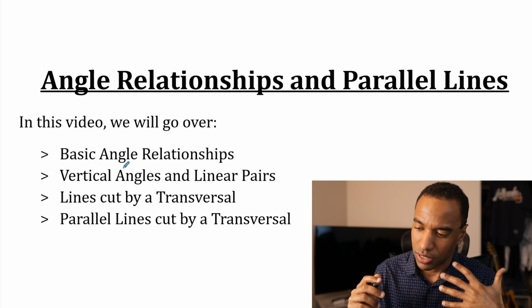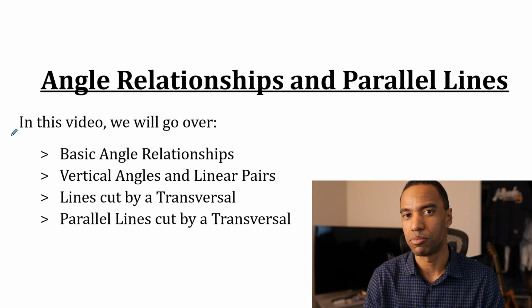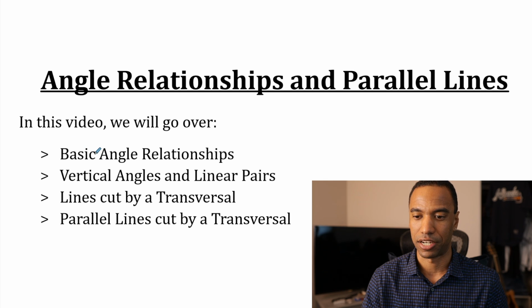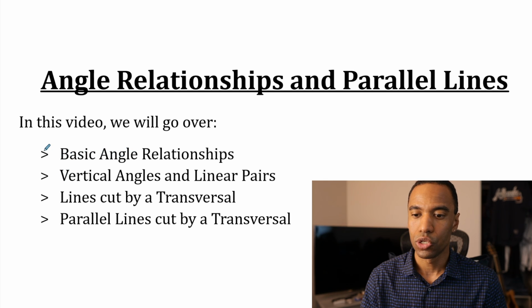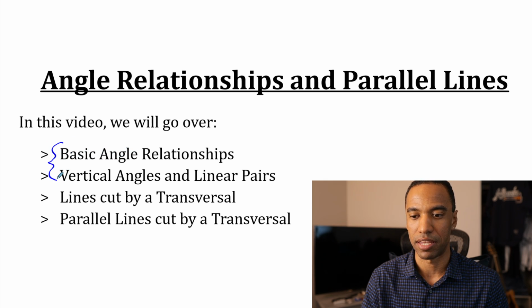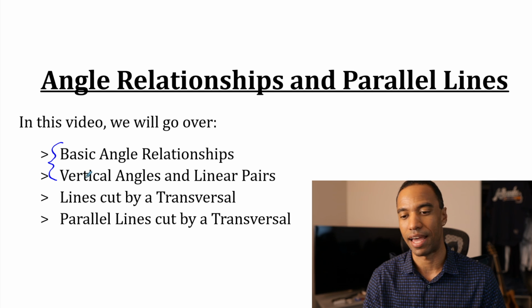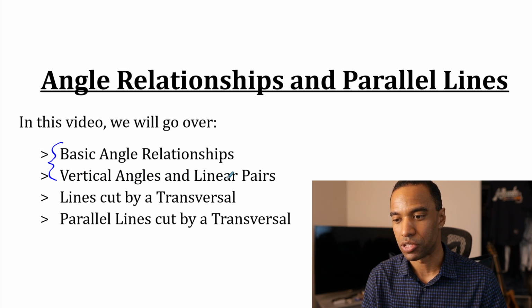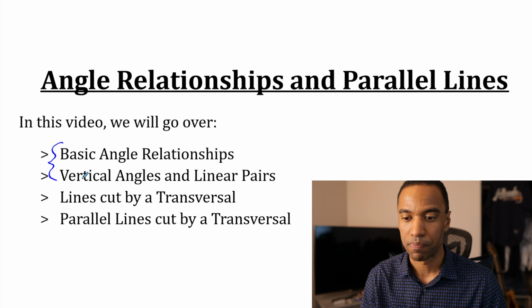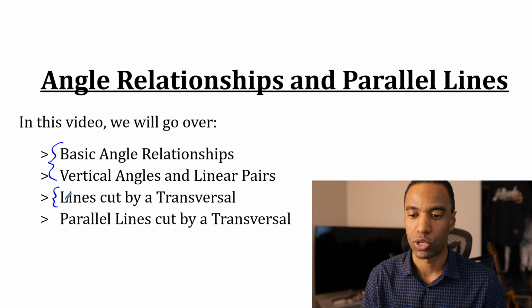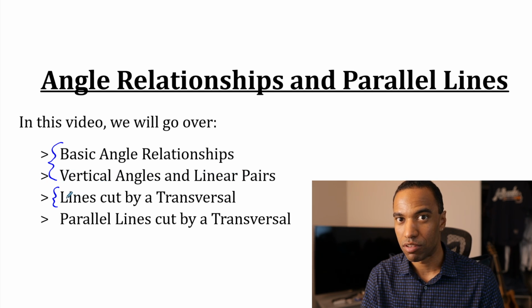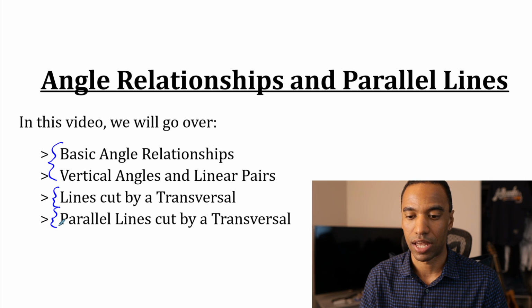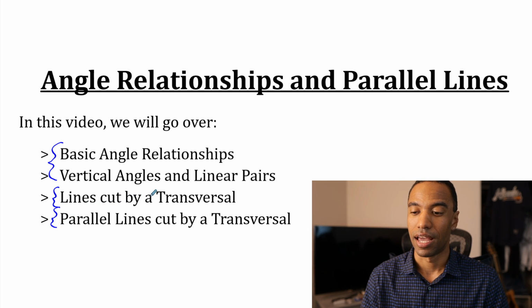My goal is to not linger on any one particular subject, just to get through all the action. We're going to start with basic angle relationships, and alongside that, the relationship names that we're going to cover are vertical angles and linear pairs, and then I'll do some examples. Then we're going to look at lines cut by a transversal, and then we'll see what happens when those lines happen to be parallel as well.